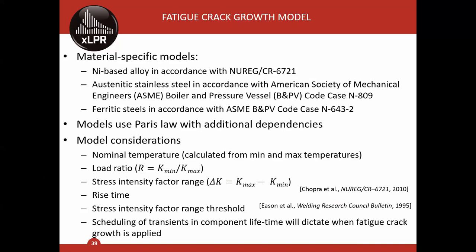The nickel-based alloy model for fatigue in air also uses additional alloy type, temperature, and load ratio dependencies. The environmental fatigue model adds a rise time dependency to that. The austenitic stainless steel crack growth rate model uses Paris' law with additional dependencies for stainless steel class, temperature, load ratio, and rise time. And the general ferritic steel crack growth rate model uses Paris' law with additional dependencies for load ratio, rise time, and sulfur content of the material. The model has different regimes determined by sulfur content and rise time to reflect different degrees of environmentally accelerated corrosion. The transient schedule over the component lifetime determines when fatigue crack growth is evaluated and is handled by the framework.